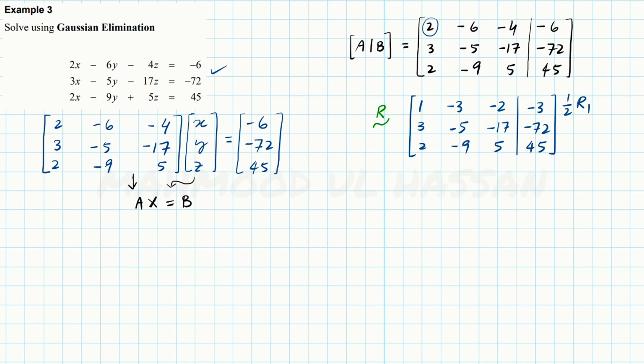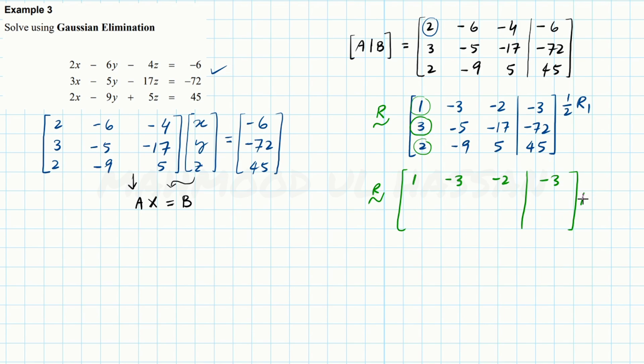Now we are going to reduce this matrix into echelon form. For the echelon form, we are going to make this 3 and this 2 zero. This is row equivalent. We are going to write the first row as it is, that is 1, -3, -2 and -3. Now you can see here, this is 3.